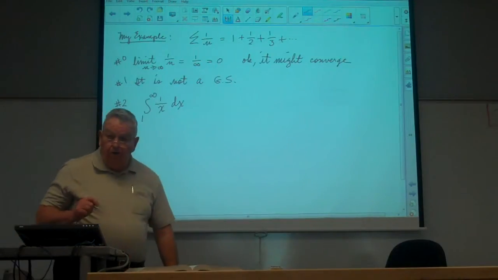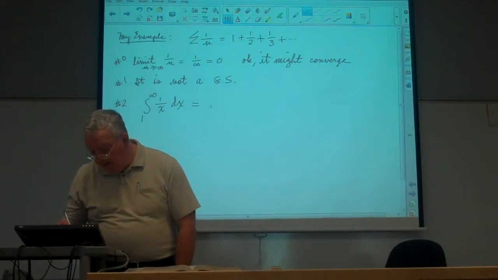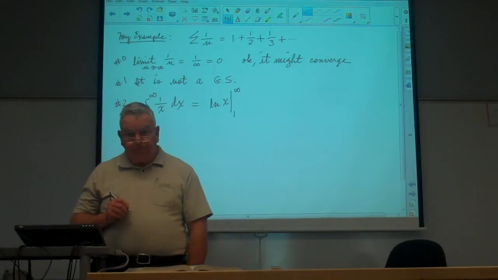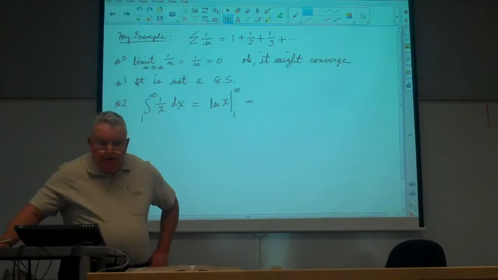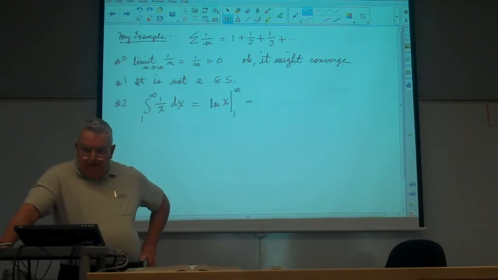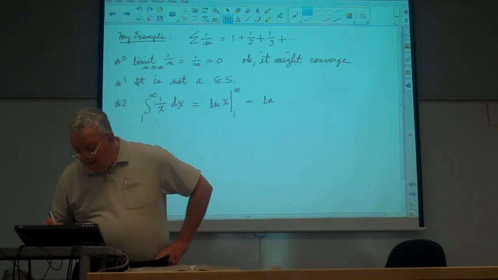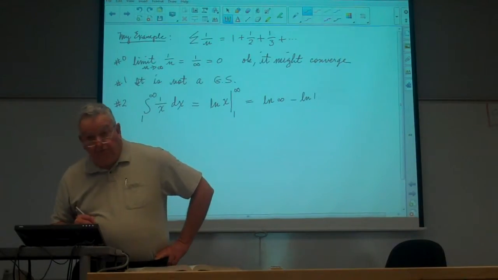What's the integral of 1 over x? Natural log of x, and from 1 to infinity. In infinite series, I loosen up a little bit from Cal 2, and it would be okay with me for you to write it this way. But log 1 is 0.